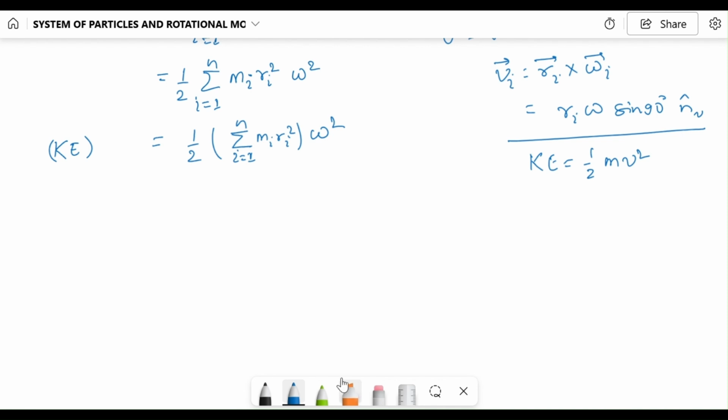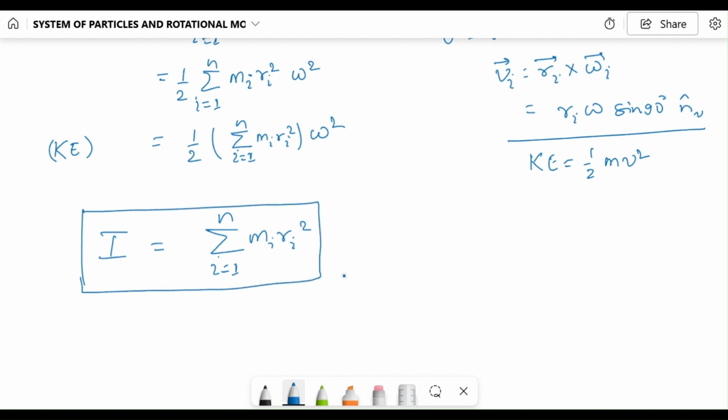So I can write the moment of inertia for this system as the sum over i equals 1 to n of m_i r_i square. Now you can find its SI unit as well as its dimensional formula. Taking this as mass and this as length, the SI unit should be kg meter square, and its dimensional formula will be this for mass and this for length.